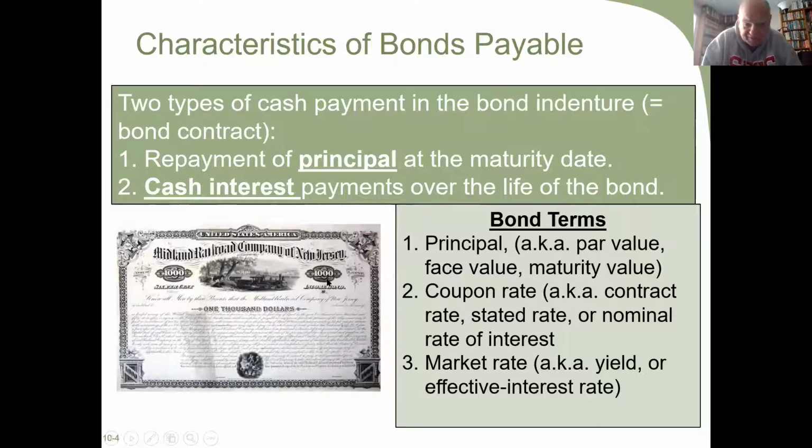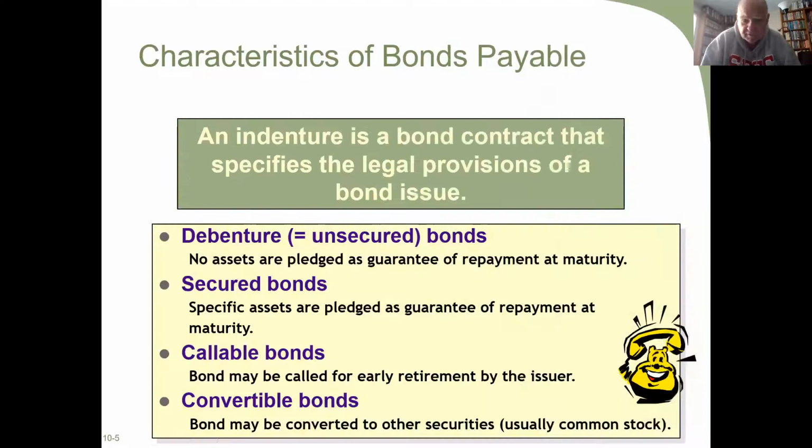This looks like a $1,000 bond. I can't see the percentage, but if it was 8%, you would get $80 a year. Coupon rate. The market rate does not appear on the bond, but we're going to use that rate and only that rate when we go to the present value tables. These are easy terms that might come up in a multiple choice or true false question. An indenture is the contract.